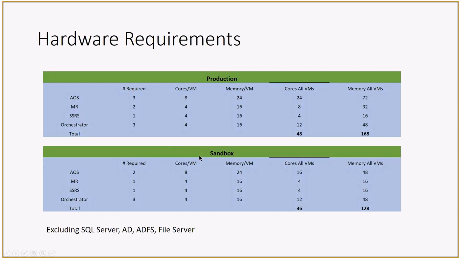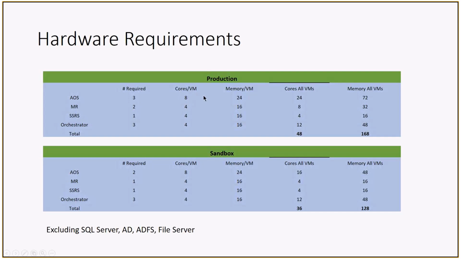Okay. There is some guidance we have put out from a hardware requirement standpoint. This is just a compiled table of that information. From a minimum hardware requirement standpoint, we need at least 3 AOS nodes, 2 MR nodes, and 1 SSRS node. For SSRS, we don't have scalability yet. We are working on fixing that, so later on in the future, you will be able to scale out SSRS to multiple nodes. And we need at least 3 orchestrator nodes.